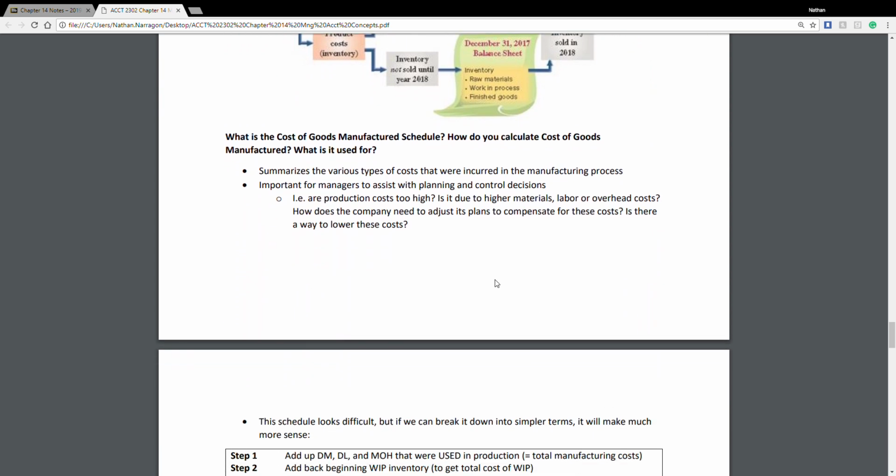So, what is the cost of goods manufactured schedule? How do you calculate cost of goods manufactured? What is it used for? Oh wow, lots of questions. Let's make it very simple. It summarizes the various types of costs that were incurred in the manufacturing process. Basically, what was manufactured, the raw materials, the direct labor.